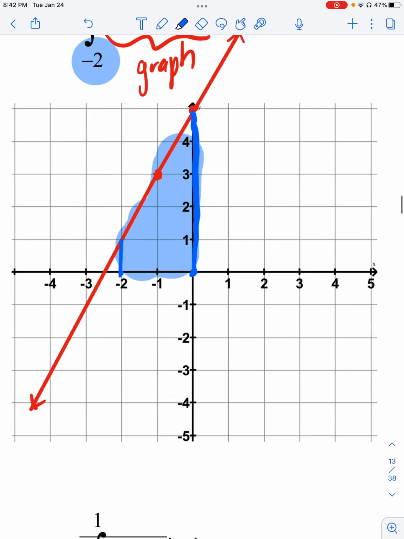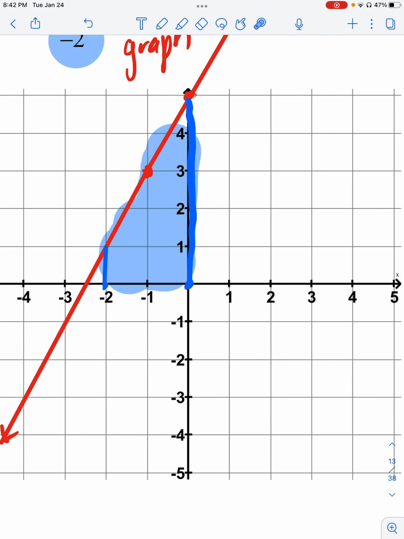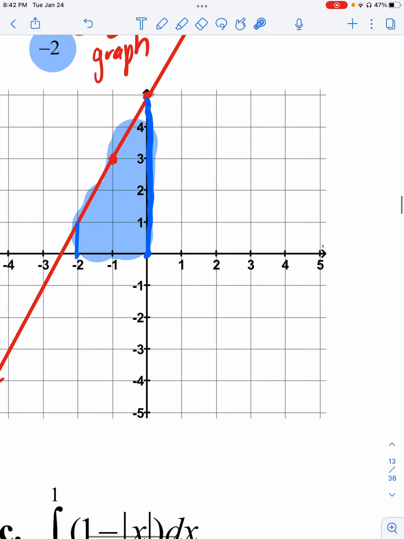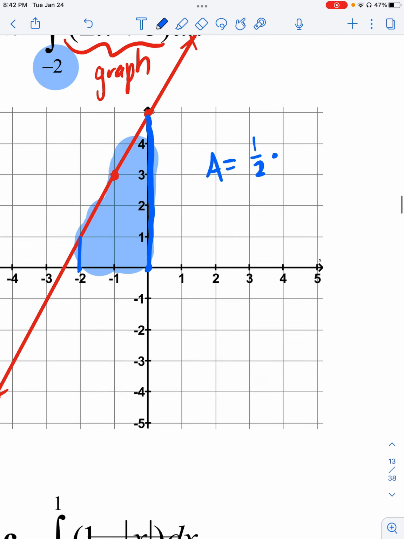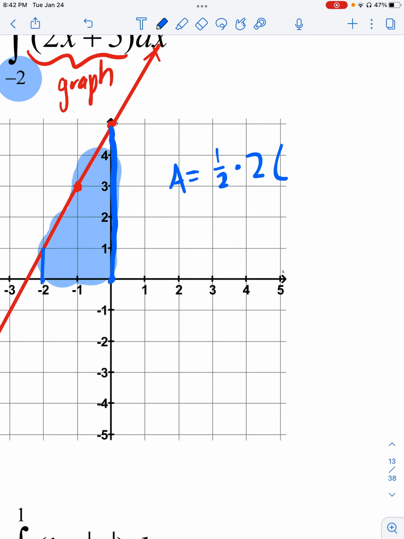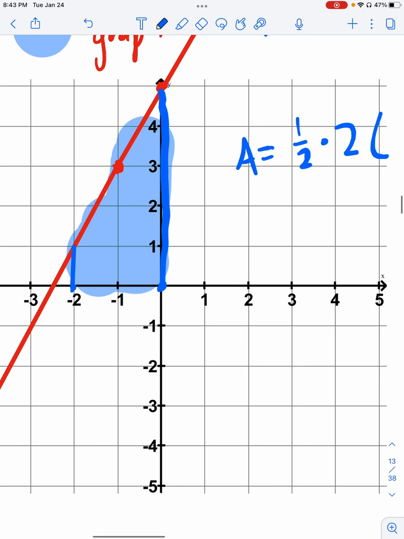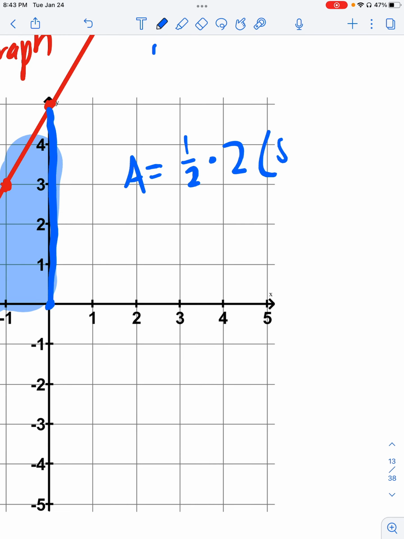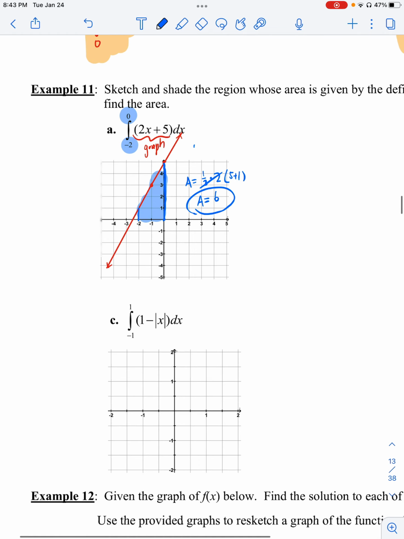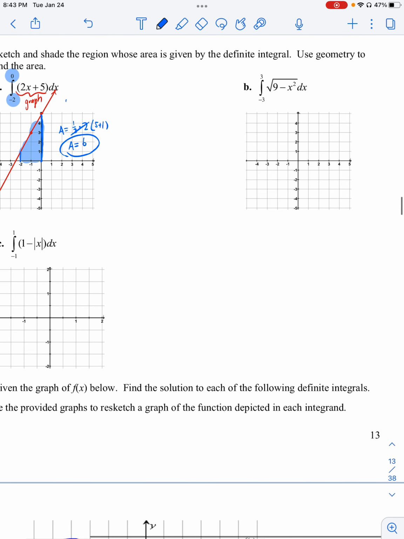So that area, it's just a trapezoid. Two bases that are parallel, and then a height, and then a little slant edge. So that area here would be 1/2 times the length of the bottom, which is 2, times the sum of the sides, which is what? 5 and 1. So 5 plus 1. This becomes a 1, so the area would be 6 here. Cool. So that's how you do those.